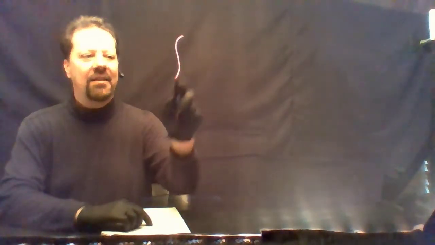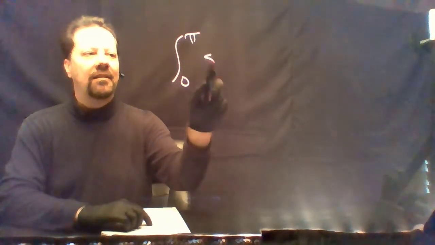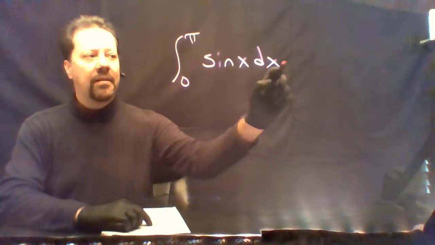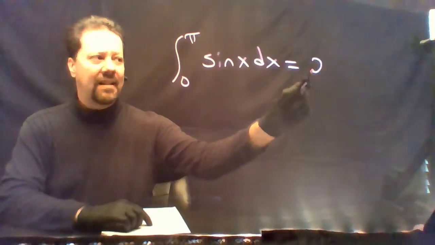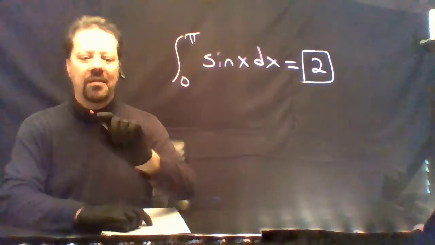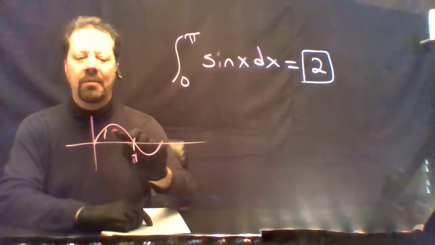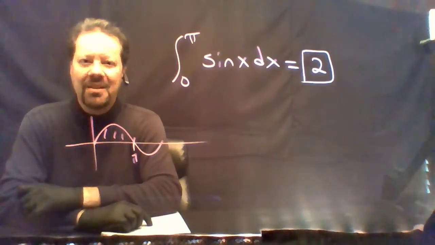Next up is the integral from 0 to pi of sine x dx. You should immediately state that the answer is 2 because you're integrating one bump, and everyone knows one bump gives you 2.